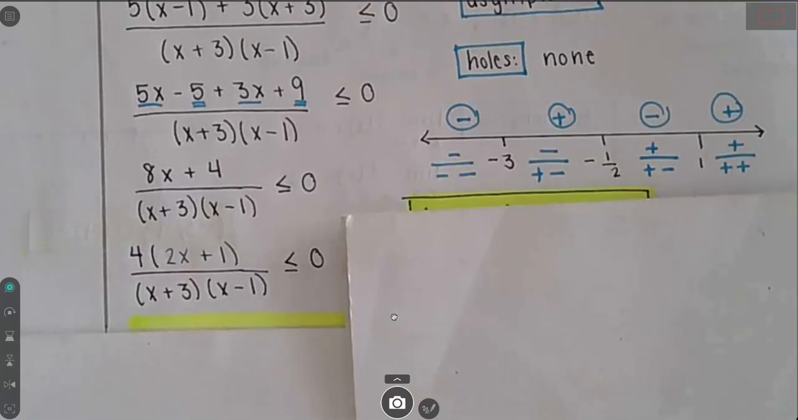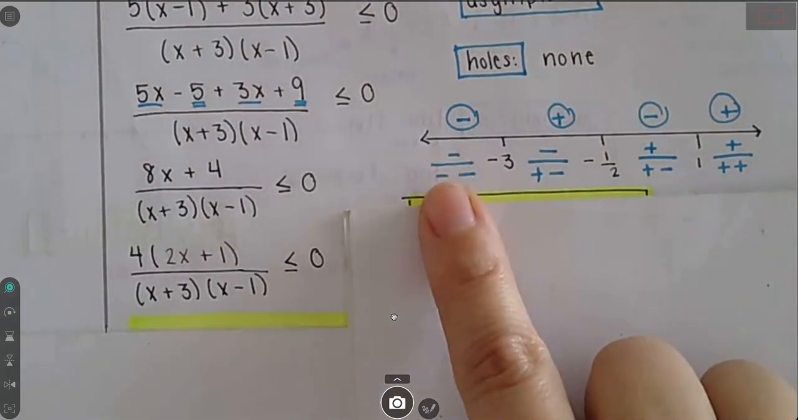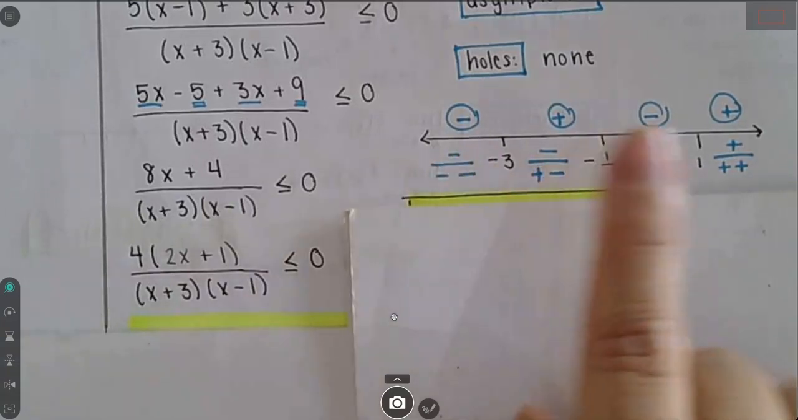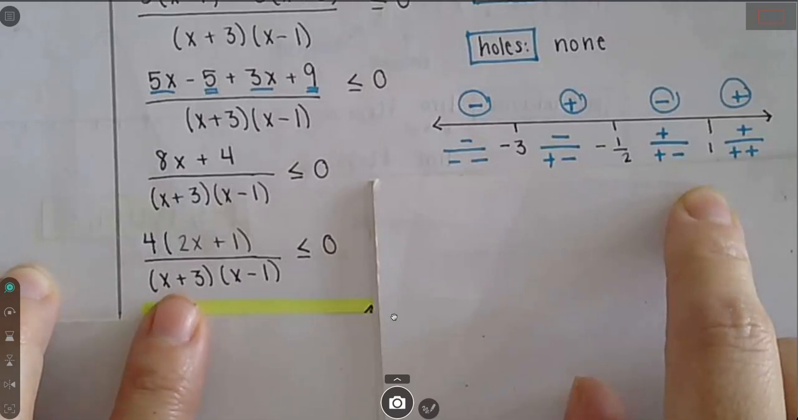Yes? I didn't understand this. The sign chart. Okay. Did you understand making the number line? Yeah. Did you understand plugging in some number in between each of these numbers? Yeah. Okay. And you see that we're plugging it in here, right?